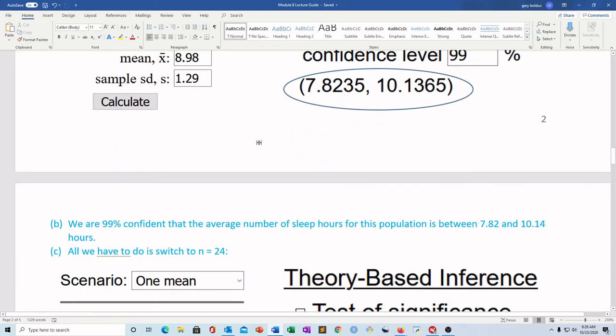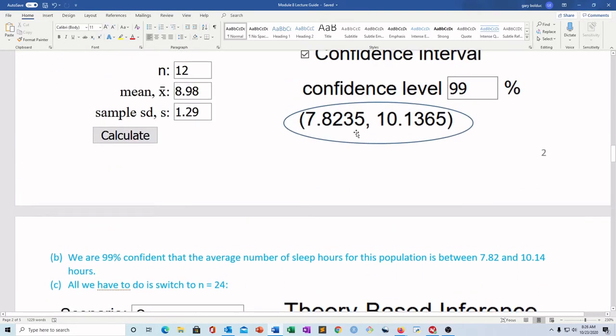So let's go to B first. We are 99% confident that the average number of sleep hours, so that's what we were interested in, that's the parameter in the problem, for the population is between 7.82 hours and 10.14 hours. So again, remember, the form of this is we are blank percent confident. This comes from our significance level, our confidence level, and then insert your parameter, average number of sleep hours, is between, and then put in your confidence interval.